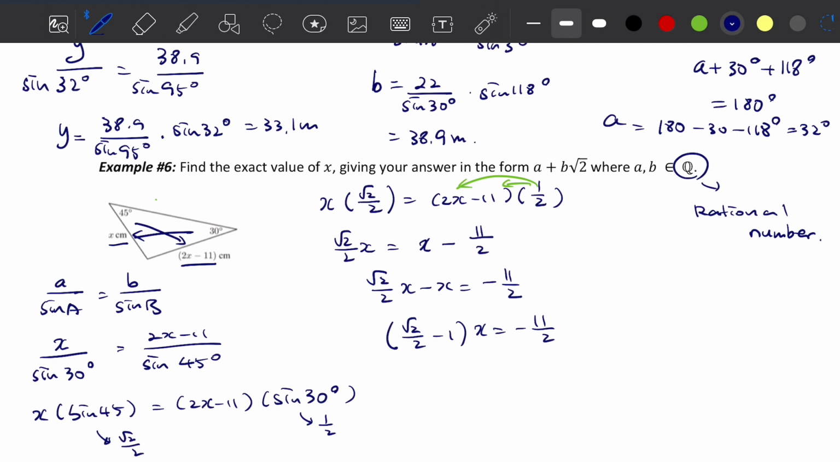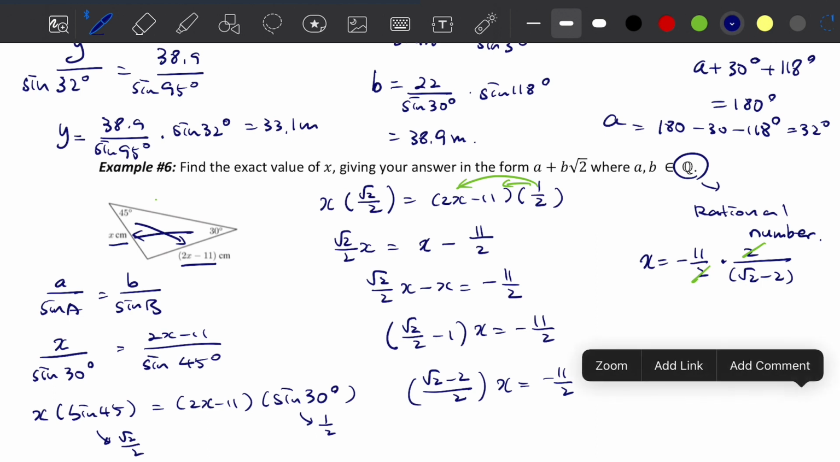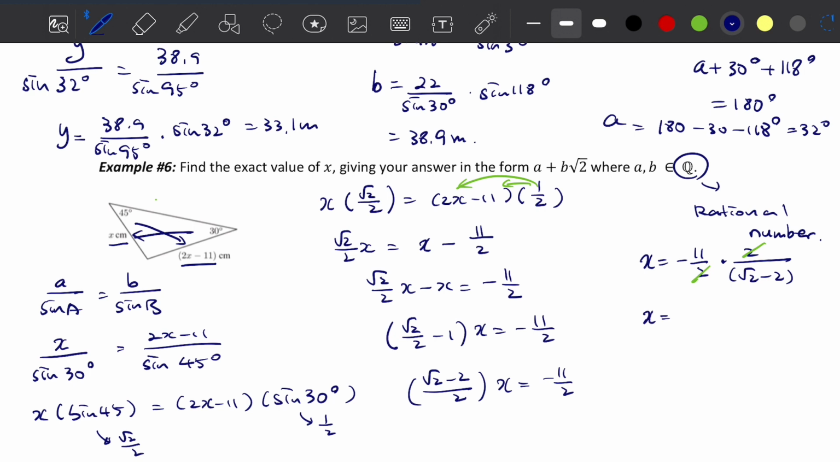And this is the same as square root 2 minus 2 over 2, x equals minus 11 over 2. Then we can say x is the same as minus 11 over 2 times 2 over square root 2 minus 2. Then we can simplify this further. Then we can say the x value is the same as minus 11 over square root 2 minus 2, which needs to be rewritten with a non-radical form in the denominator. So we multiply by square root 2 plus 2, over square root 2 plus 2. Then this is the same as minus 11 square root 2 minus 22 over 2 minus 4.